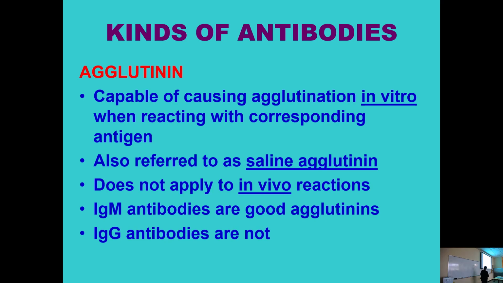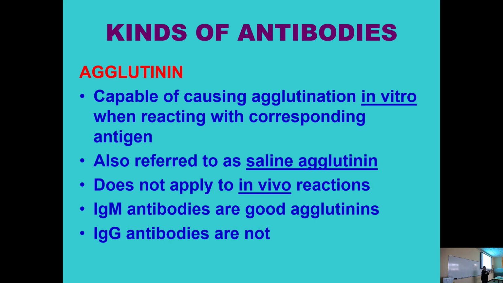Agglutinin, capable of causing agglutination in vitro. So now we're talking in a tube. An agglutinin can cause agglutination in a tube with the correct corresponding antigen. So if I put anti-A into a tube with cells with A antigen, it's going to agglutinate. If I put anti-B in a tube with cells with A antigen, it's not going to agglutinate. I don't have the corresponding antigen. There, antigen antibody.